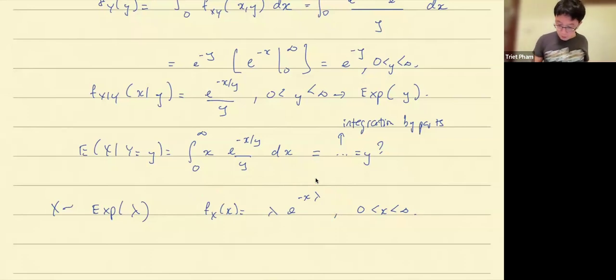Yeah, it uses this. Sorry. Anyway, if this is what we call exponential lambda, then the expectation of x will be what? 1 over lambda, right? We went over this before.